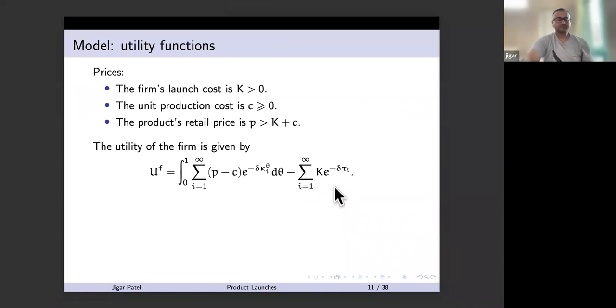Okay. So let's talk about the utility functions. The firm's launch cost is capital K, and this launch cost is amortized over customers. So think of it as the product launch cost divided by the number of customers. It makes arithmetic somewhat easier. No loss of generality there. So launch cost per customer, K. Unit production cost is C. Retail price is P. Naturally, retail price has to be more than K plus C, otherwise you wouldn't be in the business.